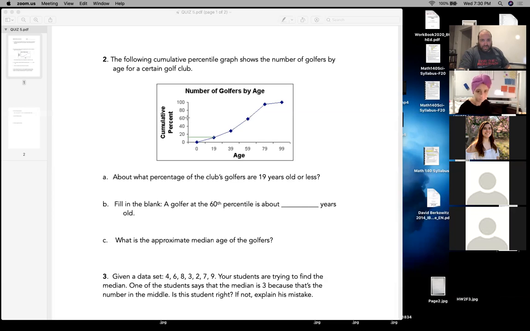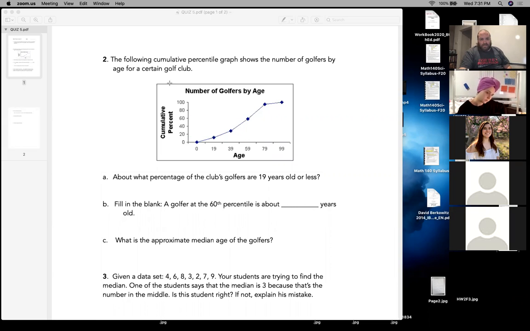The 60th percentile, the next one, I go to the 60th percentile. That seems to be 59. The approximate median age, the 50th percentile, that seems to be, I don't know, 55, give or take. These are all approximations. As long as you're in the ballpark, I gave you credit. Professor, what was part A again? About 15%, give or take.